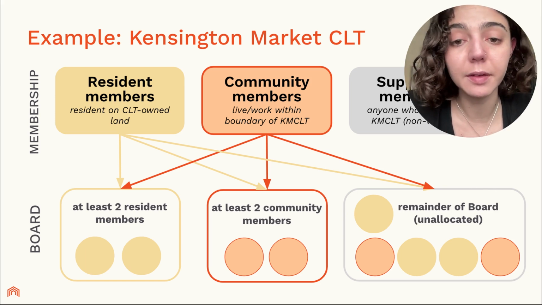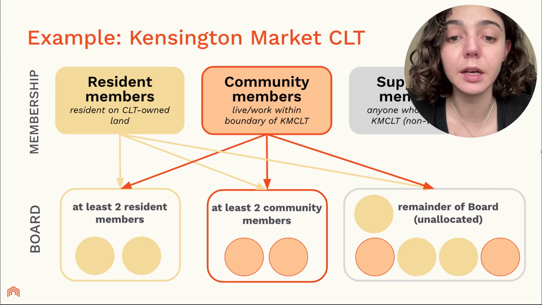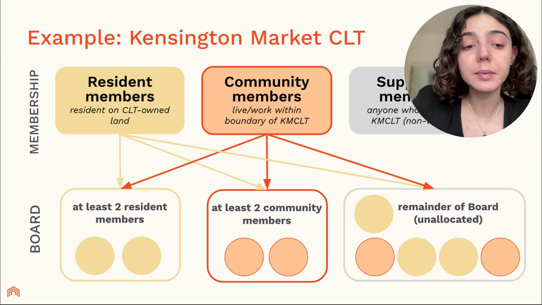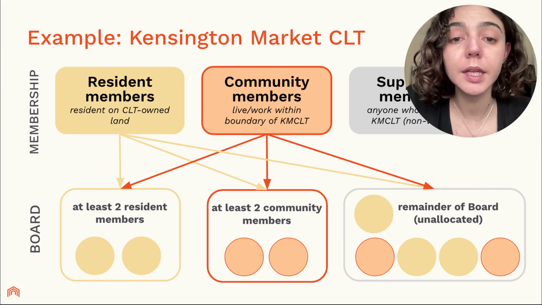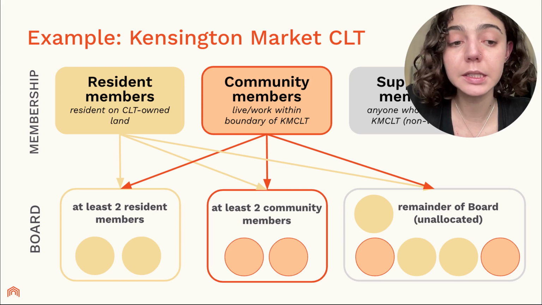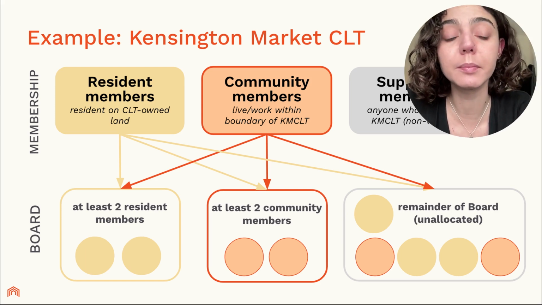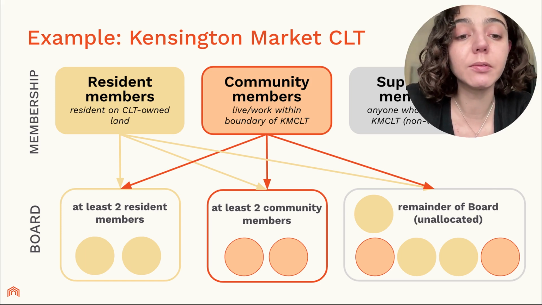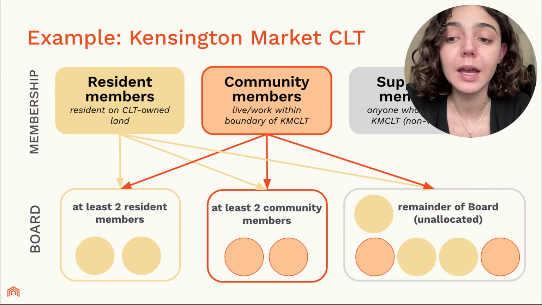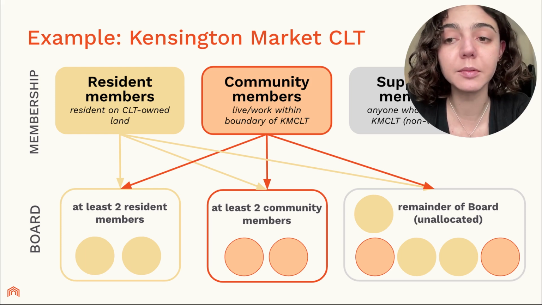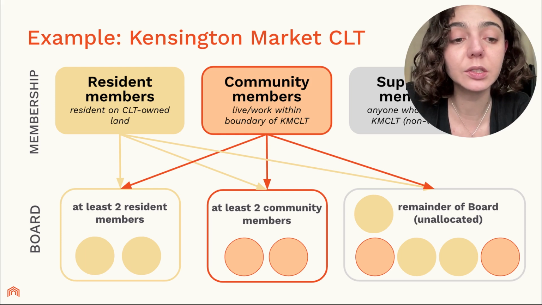So it's anyone who agrees with the mission of KMCLT. Only resident and community members can run for the board and can vote. They don't specifically allocate all of their board seats, but the bylaws do specify a minimum of 2 resident and 2 community members to ensure a minimum level of representation from both. And I want to note that this rule of 2 is a good one to keep in mind, and we saw it with Gabriola Island too.